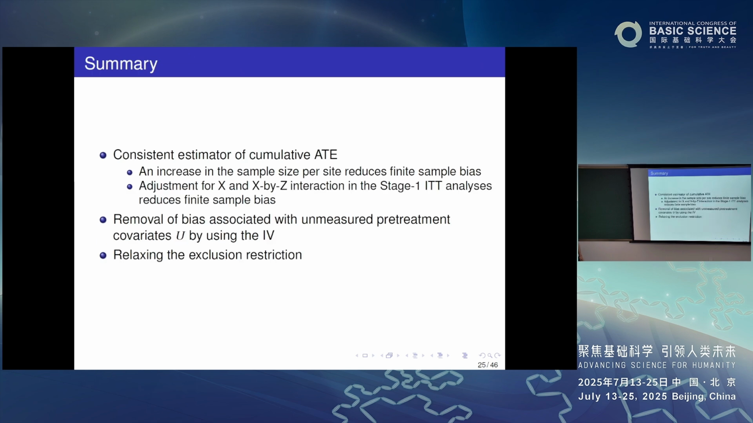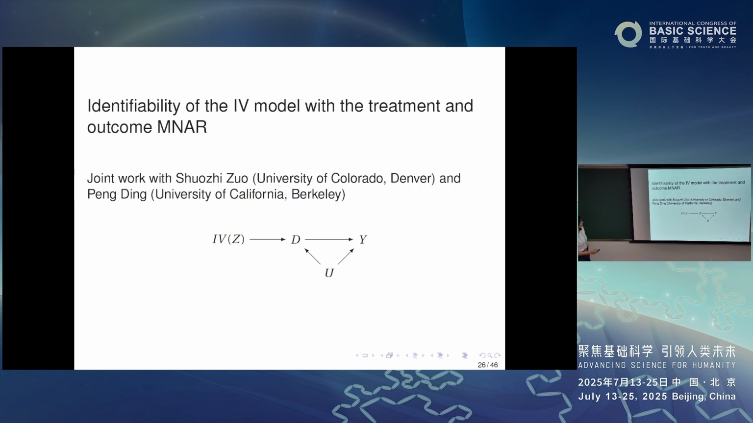Okay, a brief summary for this part. We provide a consistent estimator essentially for the cumulative ATE, and we investigated when it will work or when the performance will be very good. And also, compared to the IPTW, we can address the measured confounder issue. Compared to the standard IV analysis, we can address the exclusion restriction issue. So it is this part.